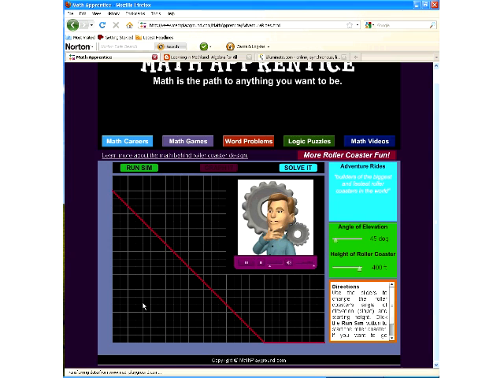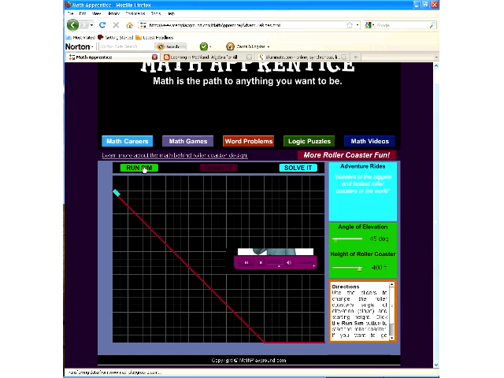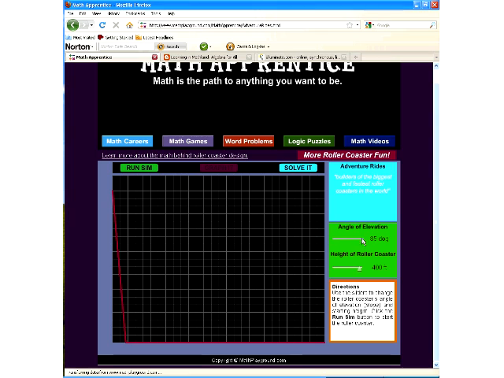And what we're seeing is, think of it as the first hill of a roller coaster, and we're treating it as a line, as the slope of a line. So we're looking at the angle of elevation and the starting height. Over on the right hand side, we can vary the angle of elevation. We can make it very steep or not, and we can change the starting height of the roller coaster, as high as 440 feet and as low as 40 feet. And we can see how that will affect the speed of the roller coaster car.